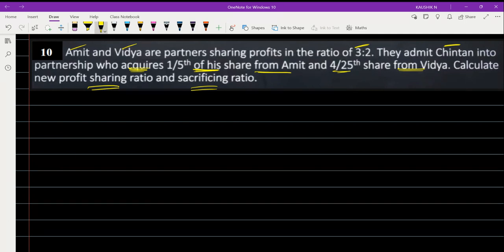But the beauty of the problem is they have not given us the exact share given to the new partner Chintan. That also we have to derive. There is a puzzle. So it is a complex problem with a puzzle and with clarity, learning outcome. We have to understand everything properly.